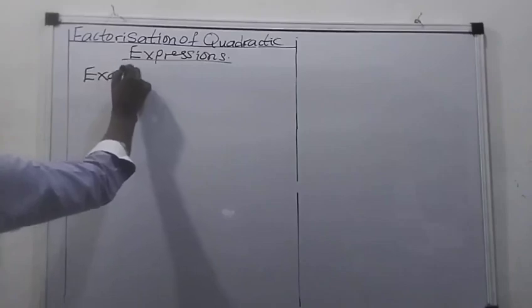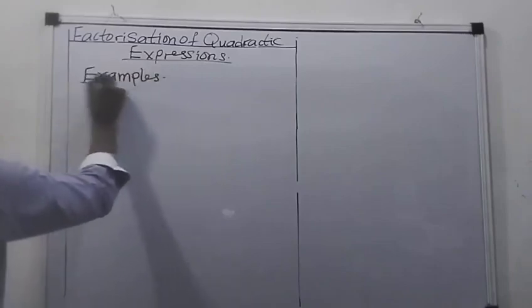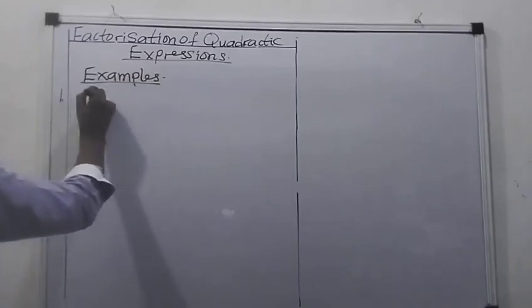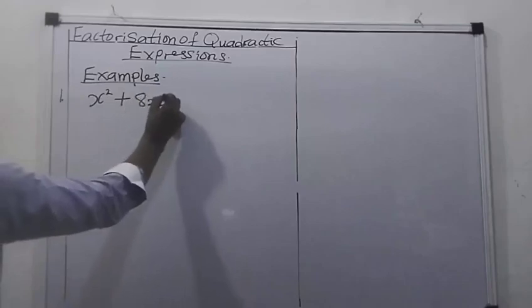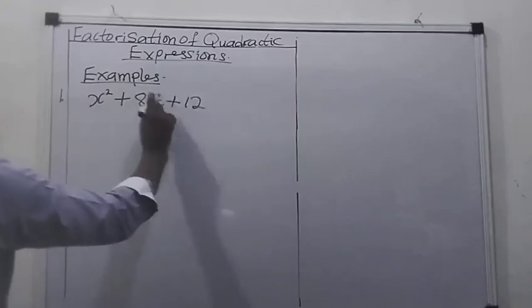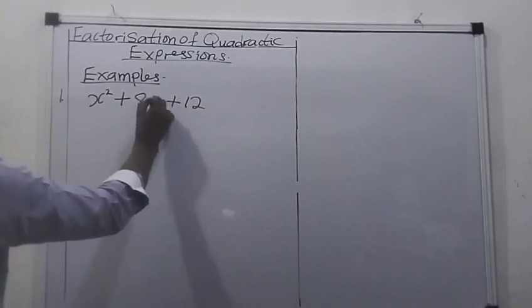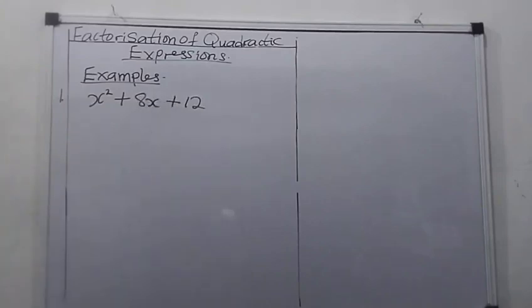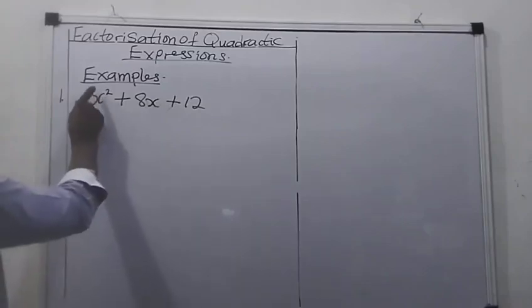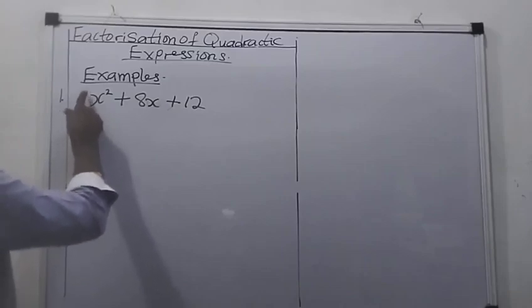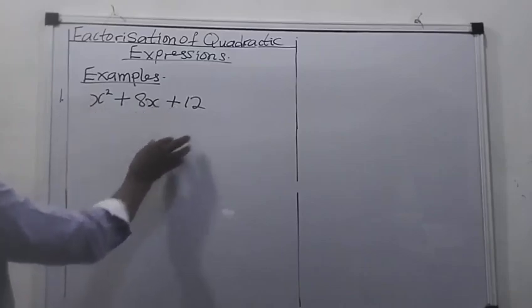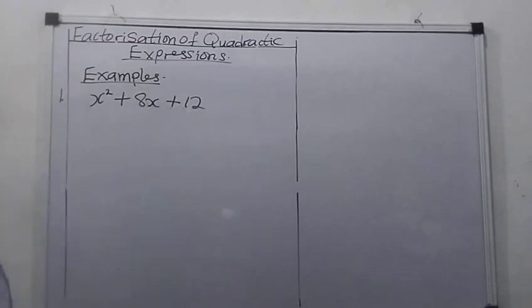Example 1. So we have x squared plus 8x plus 12. So how do we factorize x squared plus 8x plus 12? So in this case, the coefficient of x squared here is 1, which represents a. The middle one is b, while the 12 is the constant.